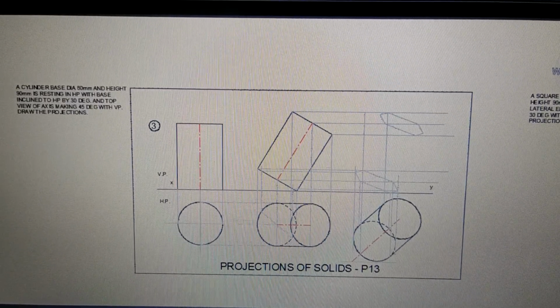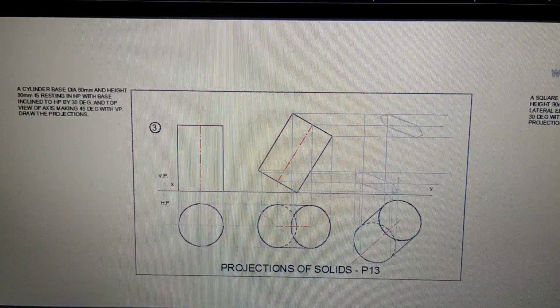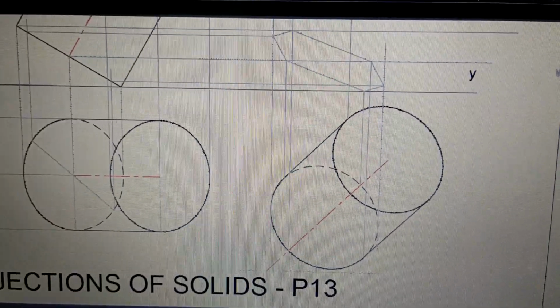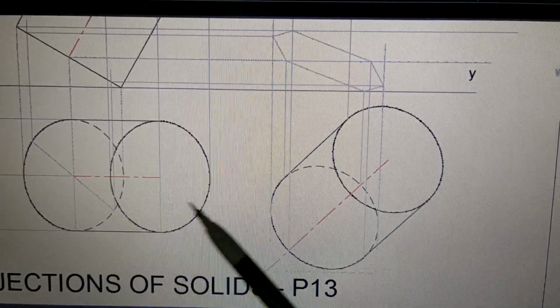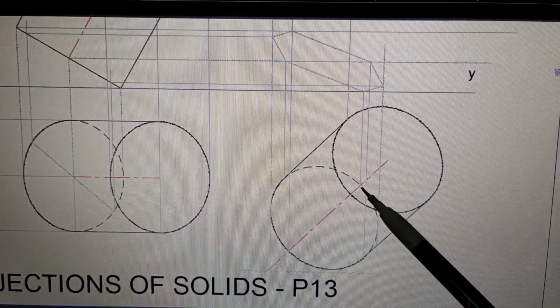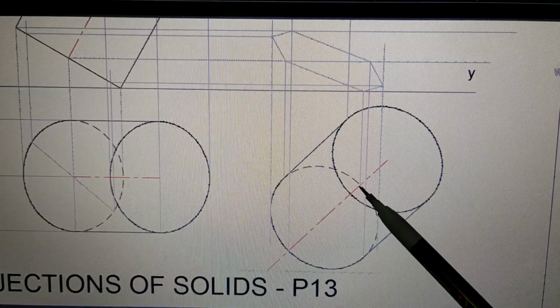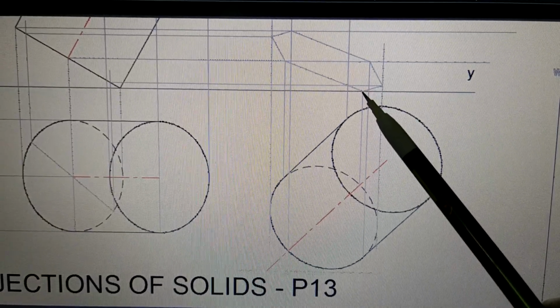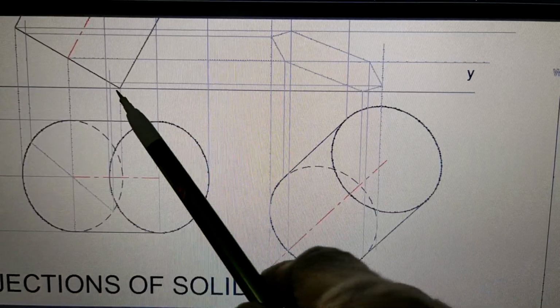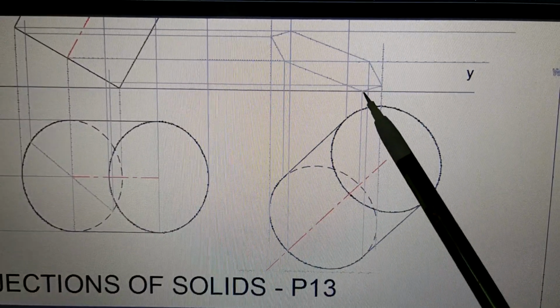Let me have a closer look. Now we are looking at the figure much closer so that you will be able to see the figure properly. Now this is the point on which it is resting. So this point has to be in HP. Therefore when you project this point and this point, it will come here.